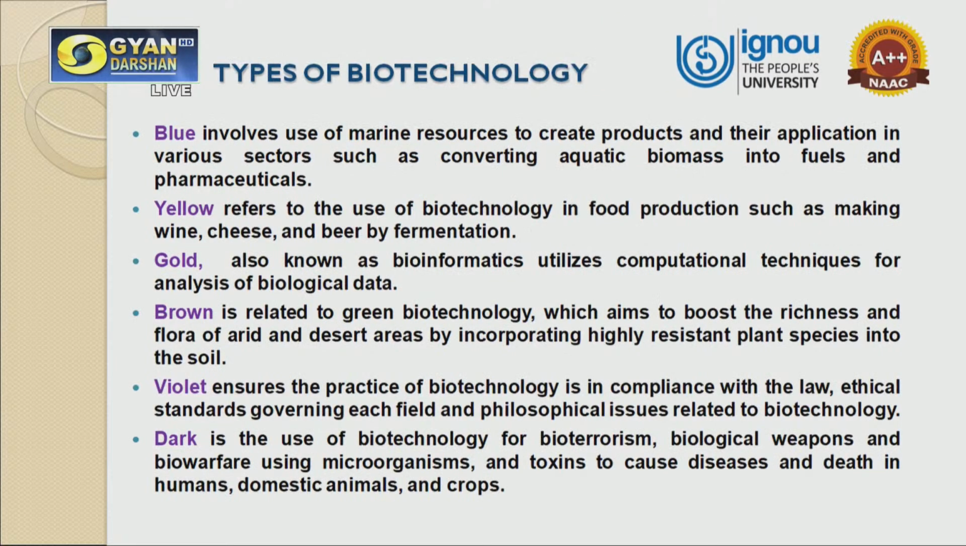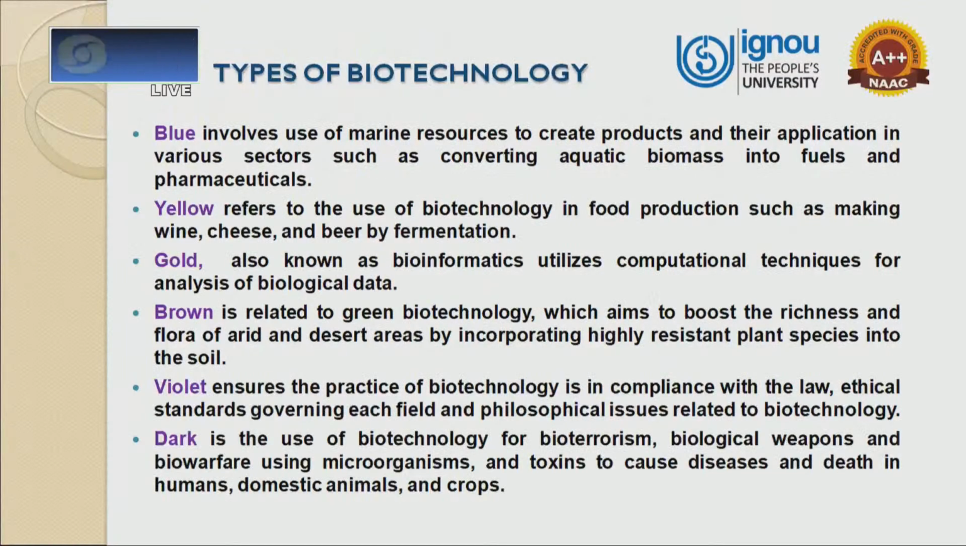Followed by this, there is blue biotechnology. From the word blue, you can again correlate that it involves use of marine resources to create products and their application in various sectors, such as converting aquatic biomass into fuels and pharmaceuticals. Then yellow biotechnology, that refers to the use of biotechnology in food production, such as making wine, cheese and beer by fermentation, that I have already discussed. Then comes gold biotechnology, which, as I told you, basically deals with the bioinformatics aspects, utilizing computational techniques for the analysis of biological data. Then comes brown biotechnology, which is also related to green biotechnology, and it aims to boost the richness of flora of arid and desert areas by incorporating highly resistant plant species into the soil.